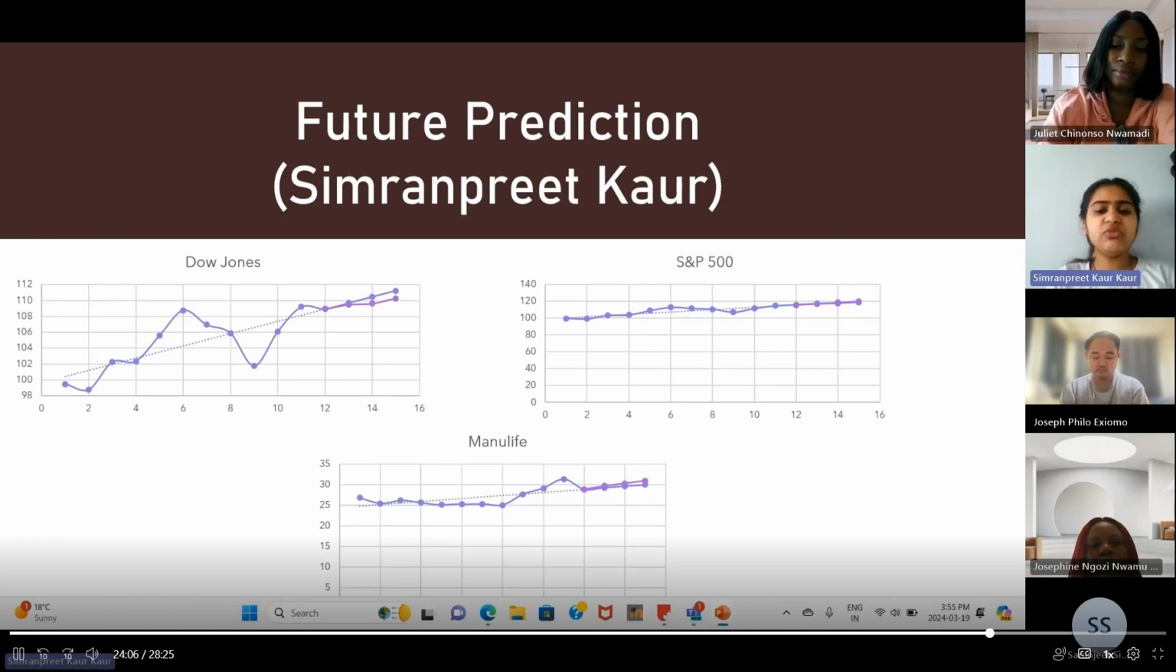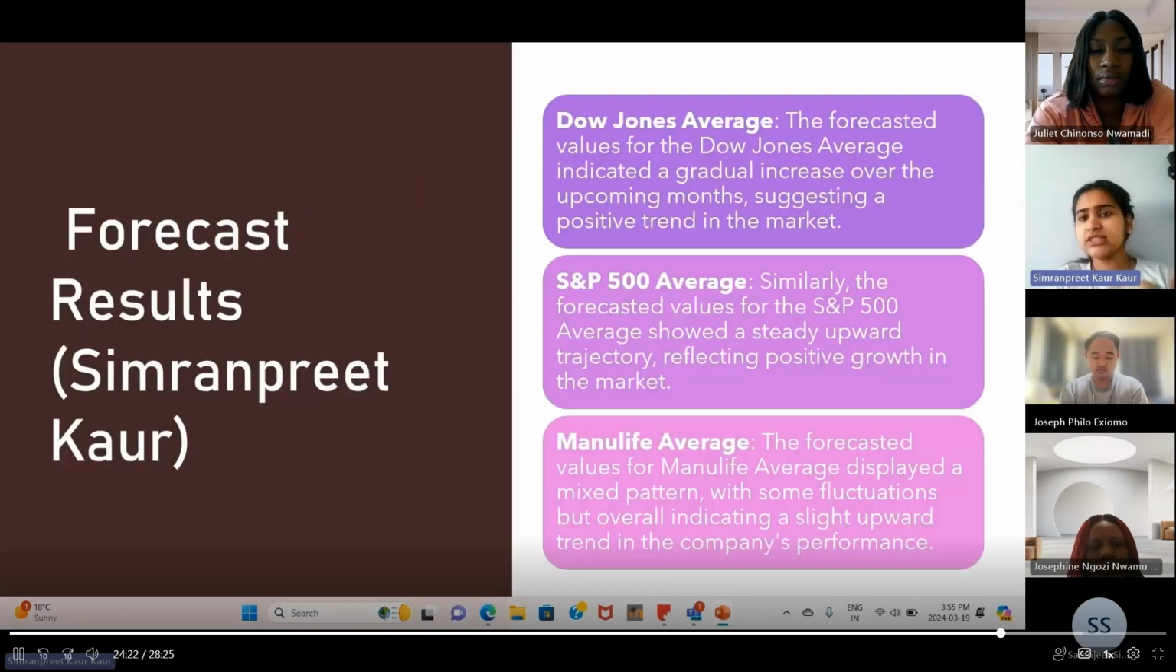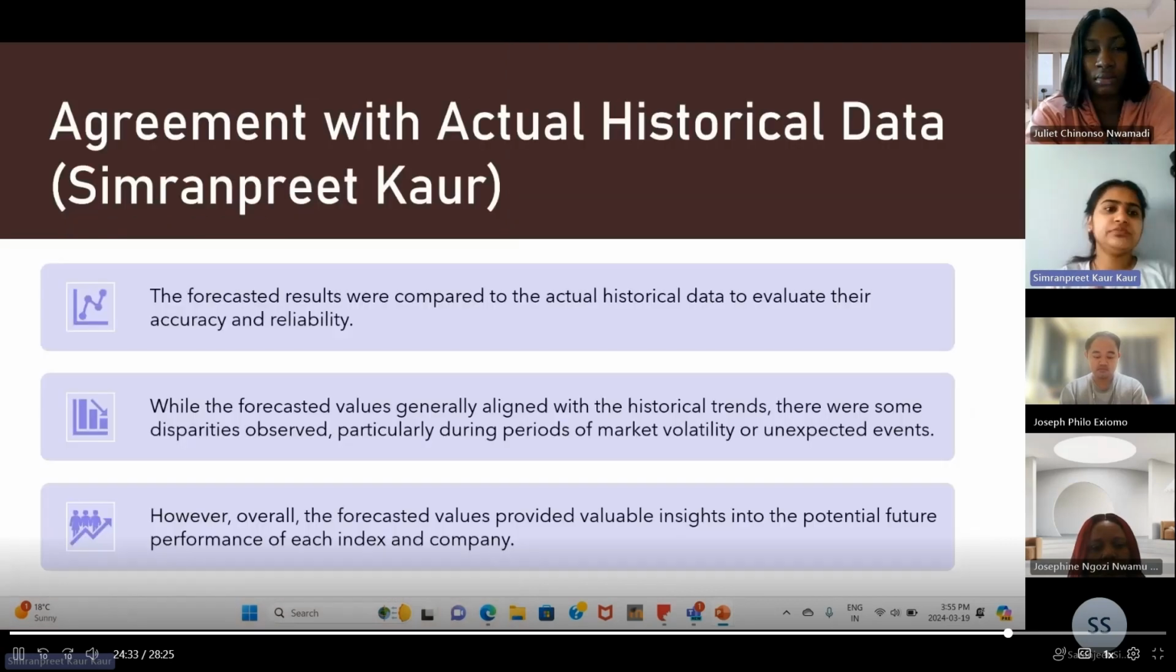In case of Manulife, there is a great fluctuation because at point 11 it is at the highest, then it is going to drop, then it is going to start a little linear with minor upgrowth. So the results for the forecast are different for all these, which I have already explained in the previous slide, and these can be used to predict the overall company's performance in the upcoming months.